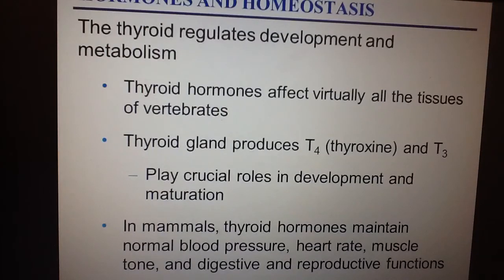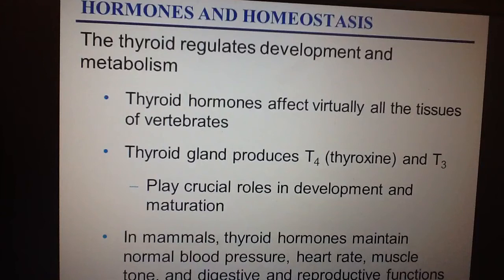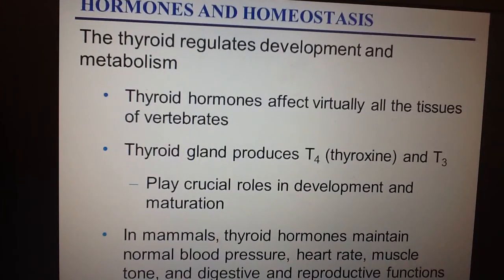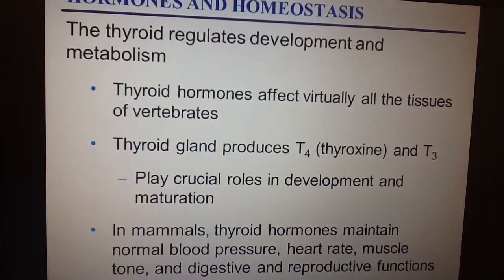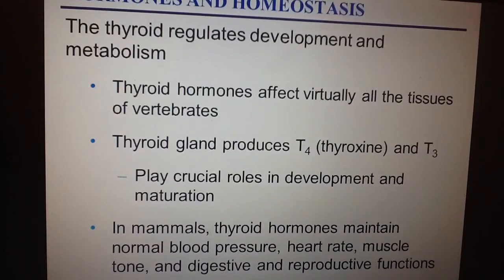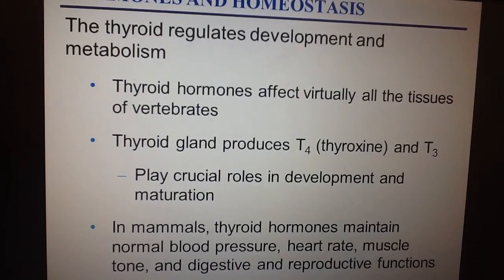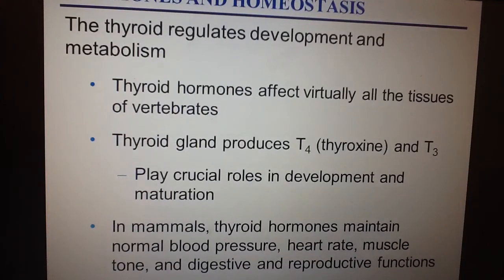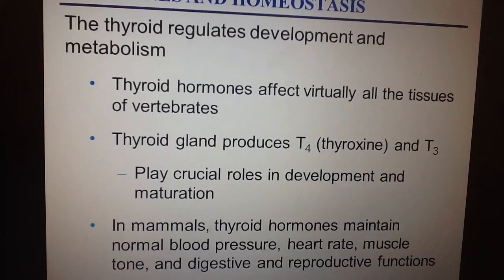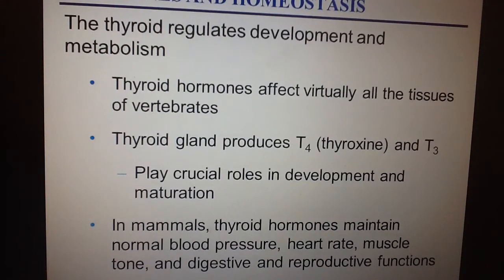So one of the major glands that helps maintain homeostasis is the endocrine gland, the thyroid. What the thyroid does is it regulates your development and your metabolism. One of the big things about the thyroid is that it affects all of our tissues. Some of the major hormones produced by the thyroid are called thyroxin, abbreviated T4, and T3. They play a critical role in how we develop or mature.